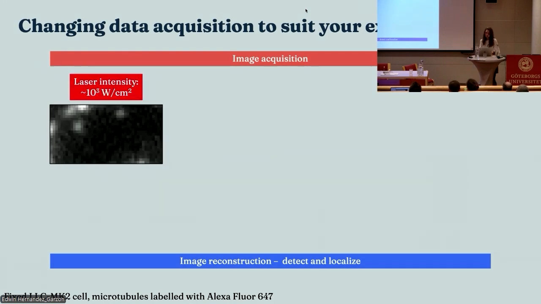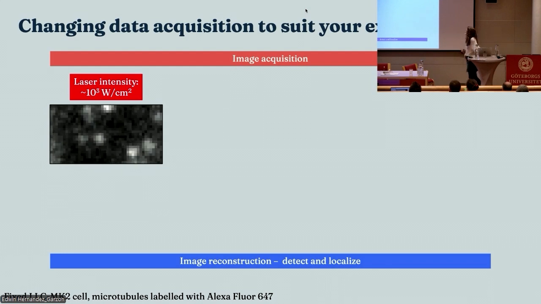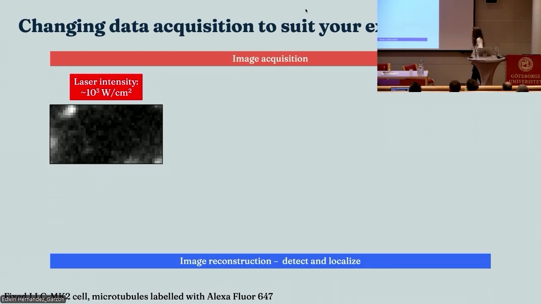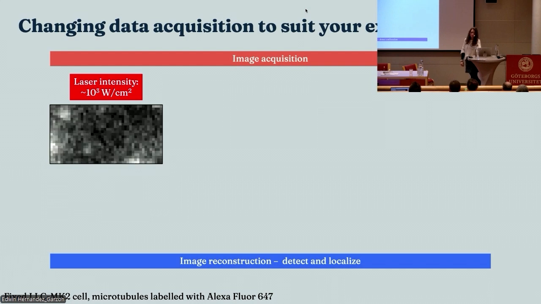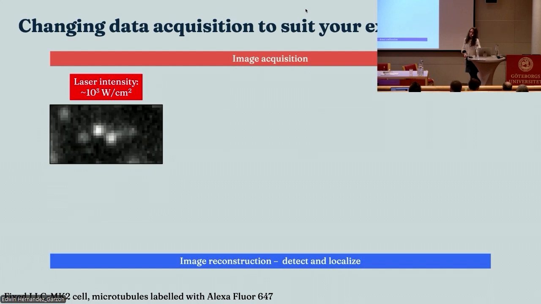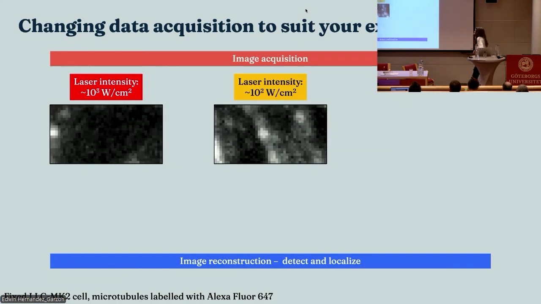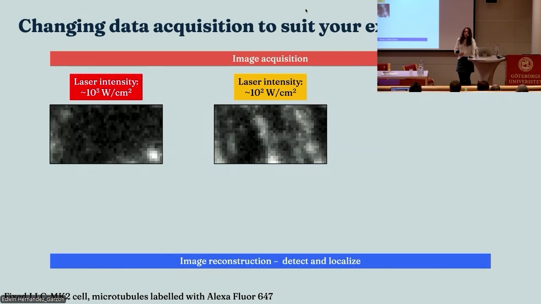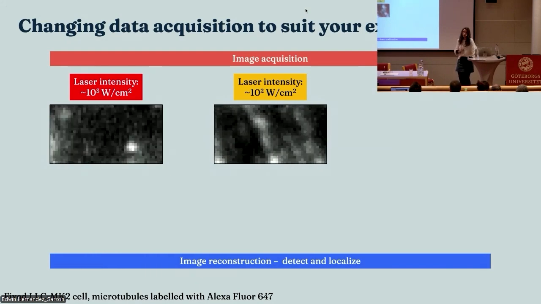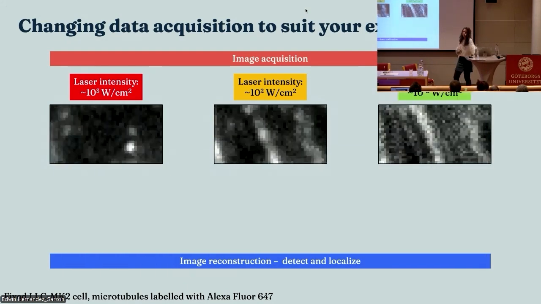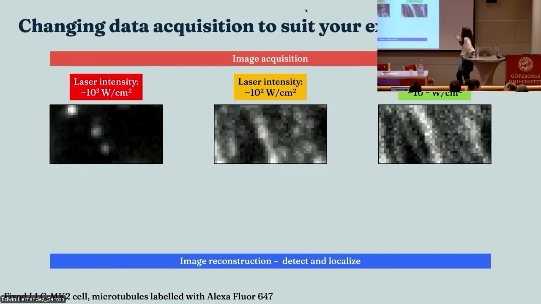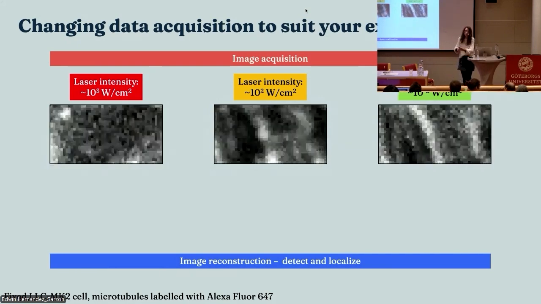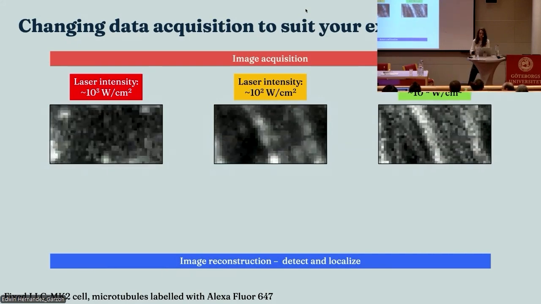So this is real data. This is Alexa 647. It's blinking on some fixed microtubules. And that's a classic single molecule data set, very high laser intensity, and you can clearly see the single molecules. If we want to make it slightly more live cell friendly, you might just think, let's just turn the laser down a bit. So if you turn the laser down a bit, then you see this. You lose those single molecules. If you turn the laser down a lot to make it super live cell compatible, then you see this, right? You lose the single molecules, and you just see kind of noise and random fluctuations in your fluorescence.